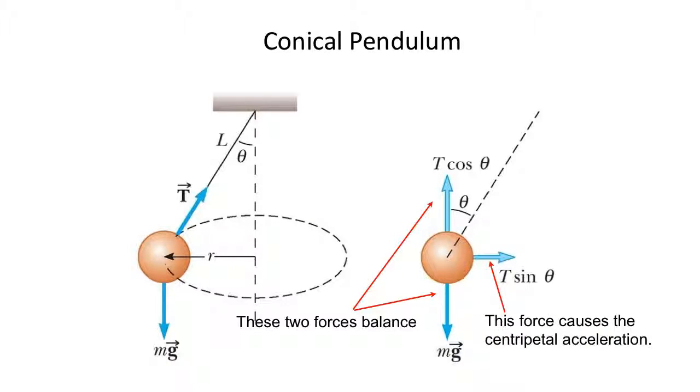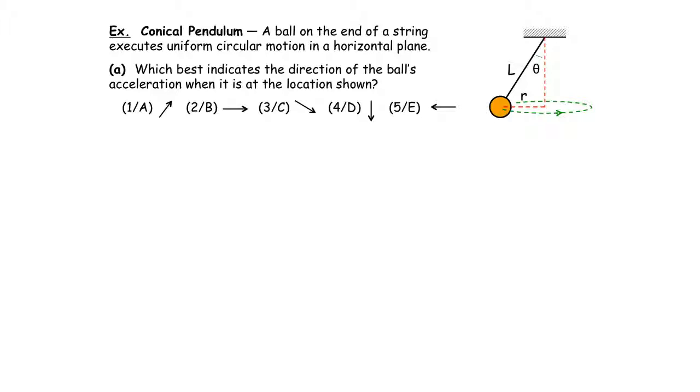This force is the one that we now said is causing this acceleration towards the center. So let's see if we understand this. We'll try a couple of discussion questions just to see if we can gather this in our minds. Here's an example of the conical pendulum, the same thing I just drew, slightly simpler. There's the length of the rope, theta, and r. It's a ball on the end of a string going through circular motion in this plane. Which best indicates the direction of the acceleration when it's in this location? We've just answered this basically. So take 30 seconds. Let's see if you actually had your listening caps on.